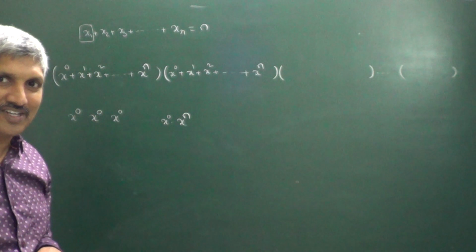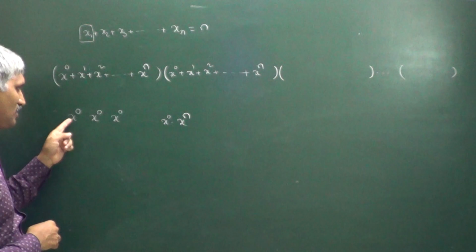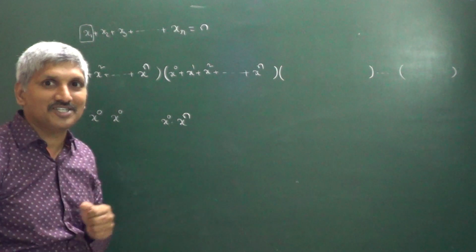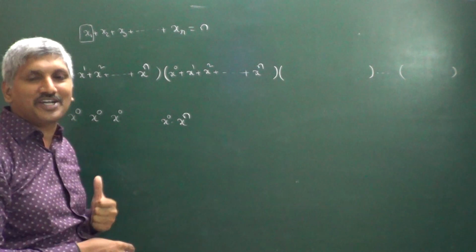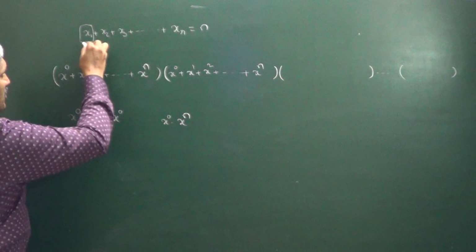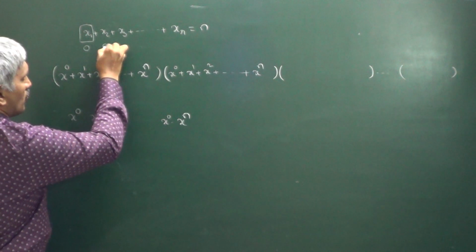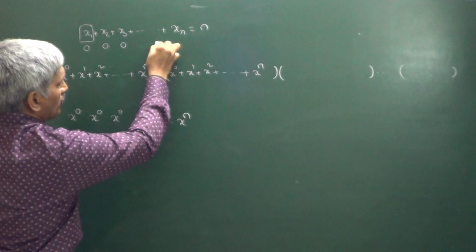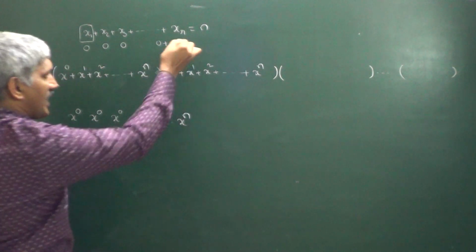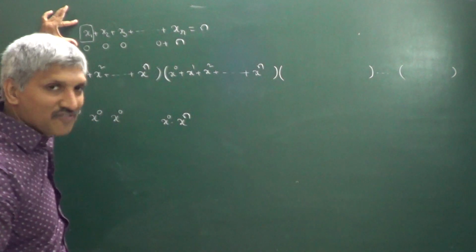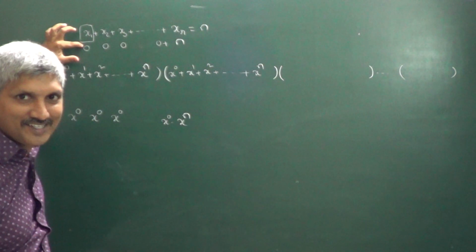What is the meaning of this? X power 0, x power 0, x power 0, x power 0 into x power n. This is one particular term in this multiplication. What is the meaning? Here we are giving 0, here also 0, here also 0, here also 0, but this is n. This total sum we are getting is n. For this equation, is this a solution or not?